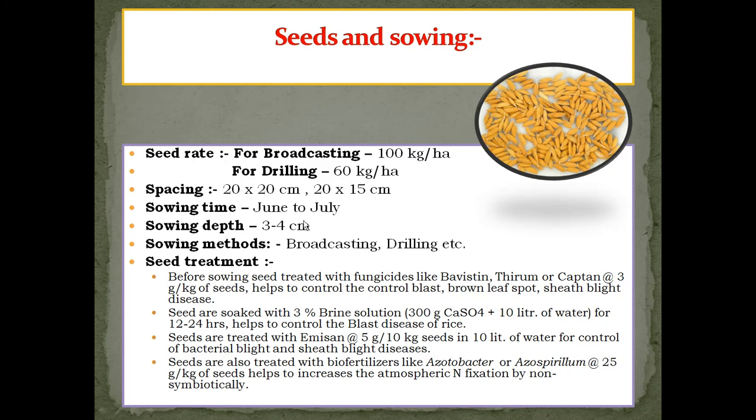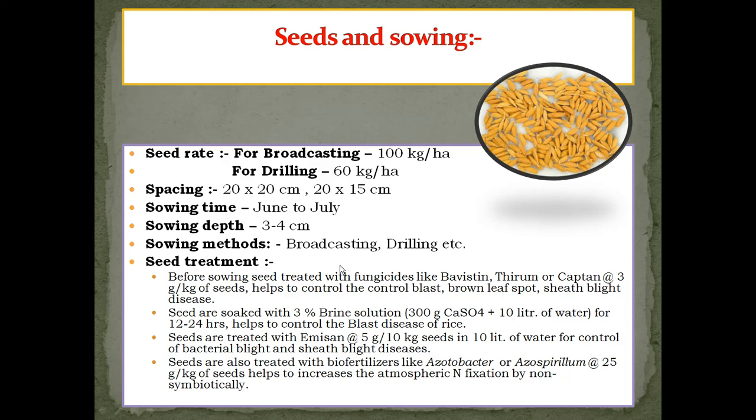Sowing time is June to July. Sowing depth is recommended as per the size of the seed, that is 3 to 4 centimeter. Then the sowing method is broadcasting and drilling. This is only for upland or direct seeded rice, or aerobic rice, by broadcasting or by means of drilling. But in the case of lowland rice, or anaerobic rice, the sowing method is transplanting.